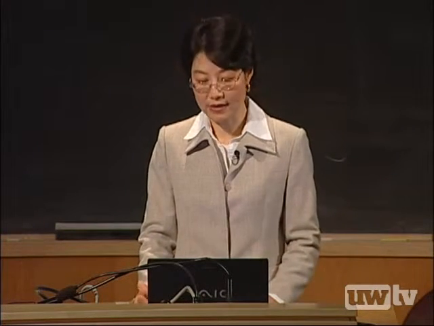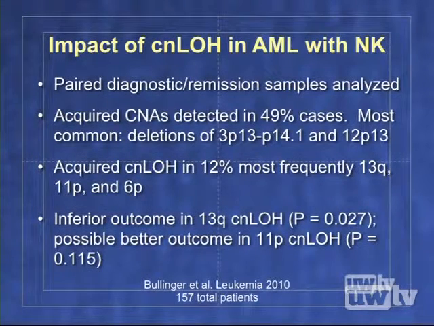So now how about the copy-neutral loss of heterozygosity? They also carry prognostic impact, demonstrated by this paper published in Leukemia. They are looking at AML patients with normal karyotype. They used the paired diagnostic-remission sample approach, and they found that acquired copy number aberrations were detected in almost half of the cases, and the most common are 3p and 12p.